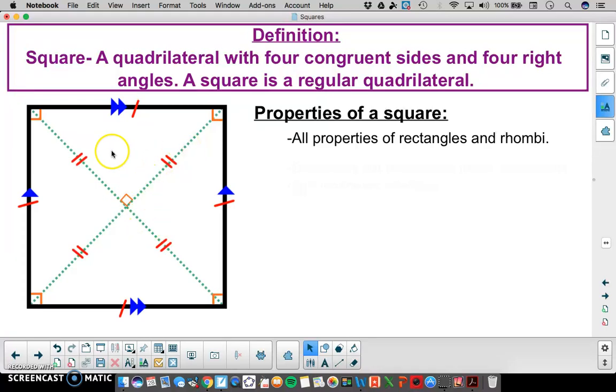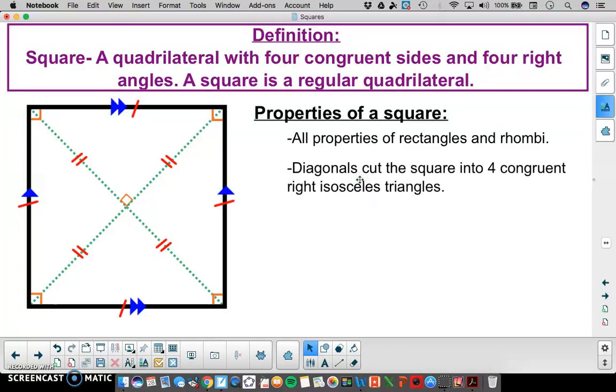So we have the diagonals that bisect each other. We have congruent diagonals because of it being a rectangle. We also have that the diagonals are perpendicular because it's a kite. Now, because the diagonals are congruent and are perpendicular, the pieces here of the diagonals are all congruent. So the diagonals cut the square into 4 congruent right isosceles triangles.